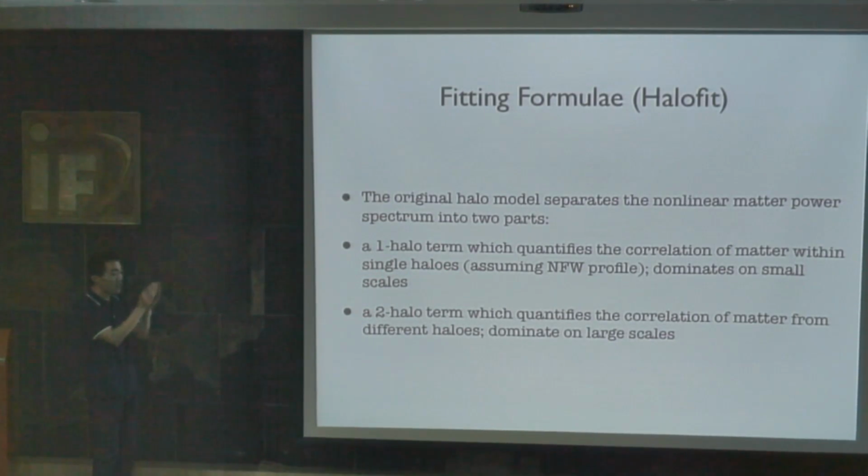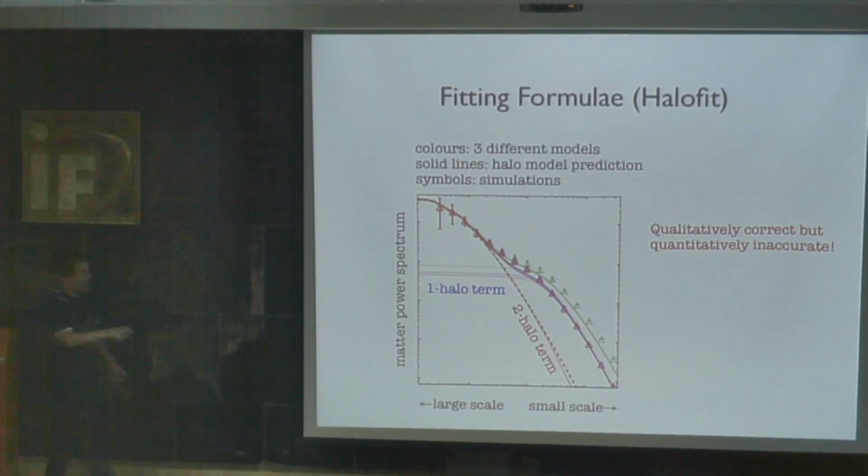In contrast, on small scales, if two points are separated by a very short distance, then it is more likely that they belong to the same halo. So then you have the so-called one-halo term, and the correlation function can be calculated by assuming that the halo density profile is, for example, NFW. So this is an example of the halo model prediction of the matter power spectrum, and the solid line is the total nonlinear matter power spectrum. It has two contributions, the one-halo term, which dominates on small scales, and the two-halo term, which dominates on large scales. The three different colors are three different models. I guess you will know which one is standard gravity.